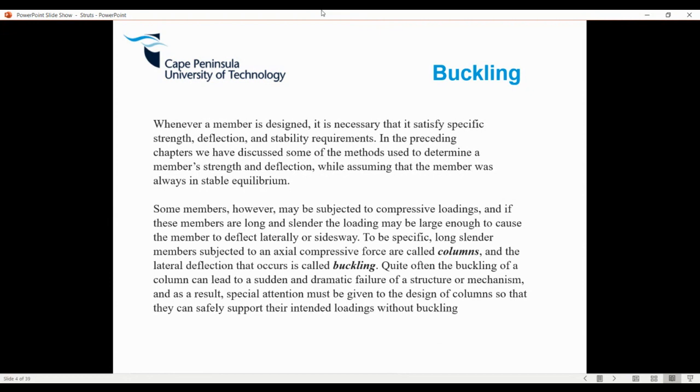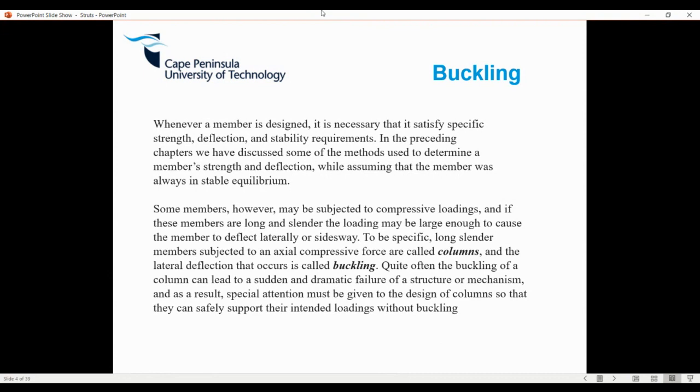And obviously, you guys are aware of stability. Anyway, it says in the preceding chapters, we have discussed some methods used to determine a member's strength and deflection. But we've always assumed that it was in a stable equilibrium. So I won't unpack too much of that, but you get the idea.